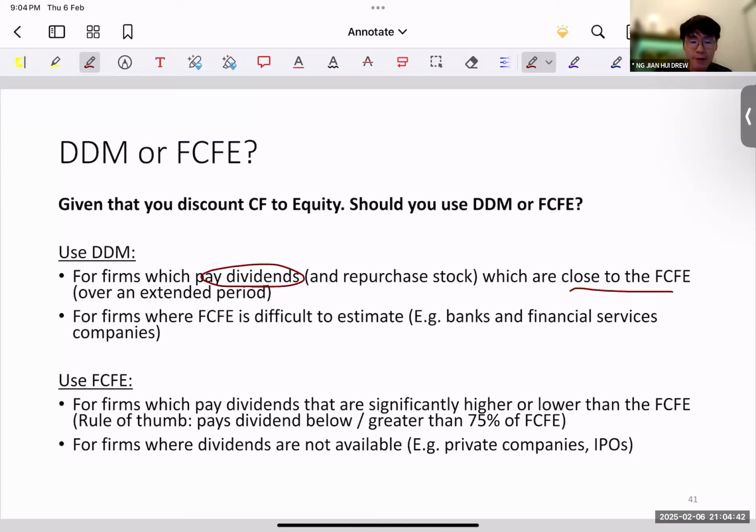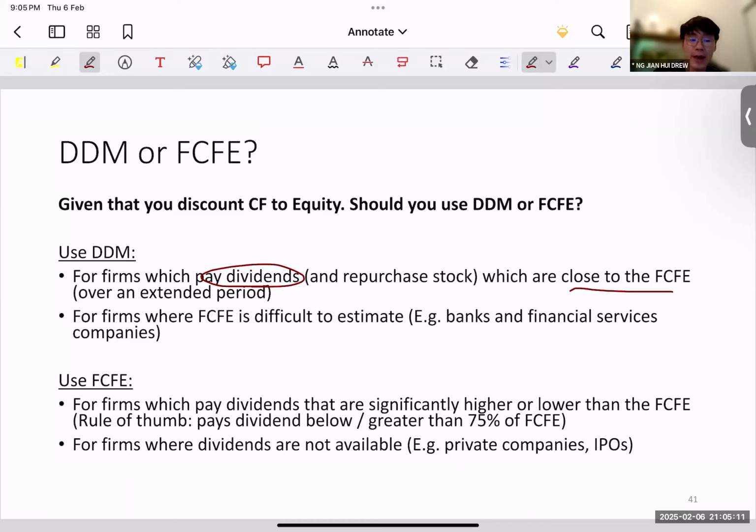But sometimes for certain firms, especially FIs or financial institutions, it might be hard to use FCFE. And because financial institutions usually pay high dividends, using DDM can actually be quite a great way to value the banks. And so we can use the DDM instead of the FCFE.